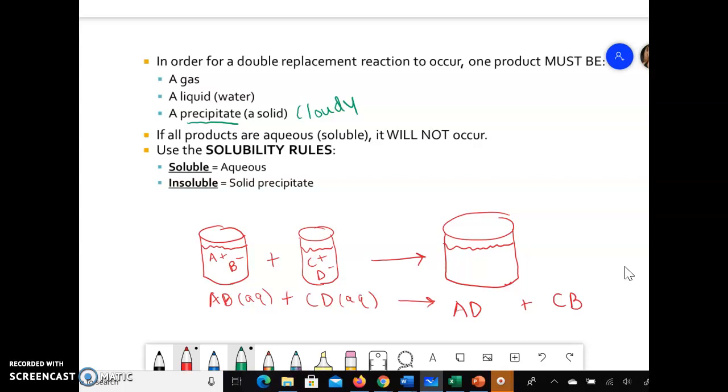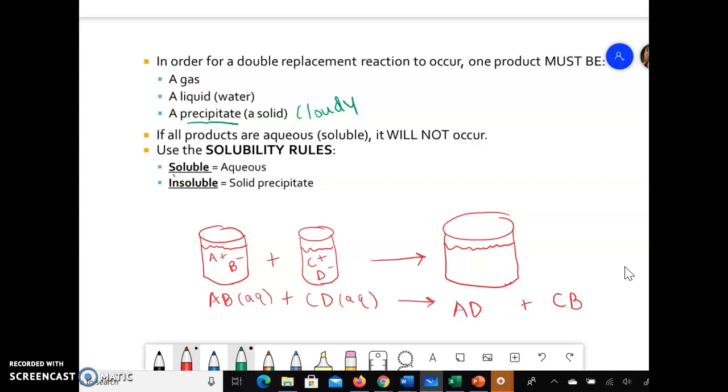If all the products are aqueous, which is another vocab word, aqueous means dissolved in water, it will not occur, and I'm going to show you why in just a minute. For this, you're going to use the solubility rules, and in the solubility rules, there are two categories. Soluble: sol means to dissolve, able means able, so soluble literally means able to dissolve, so that one dissolves in water. Insoluble: in means not, so insoluble means not able to dissolve, so that means it's going to be a solid precipitate.